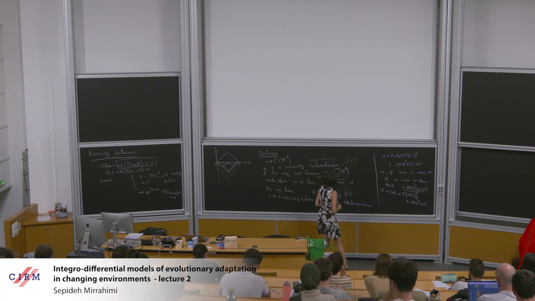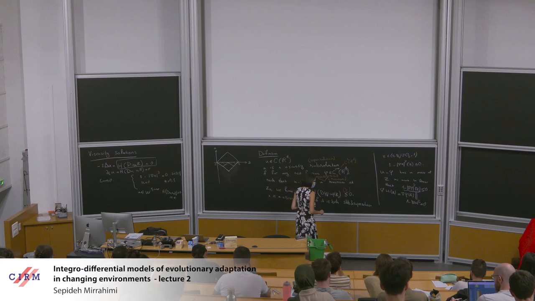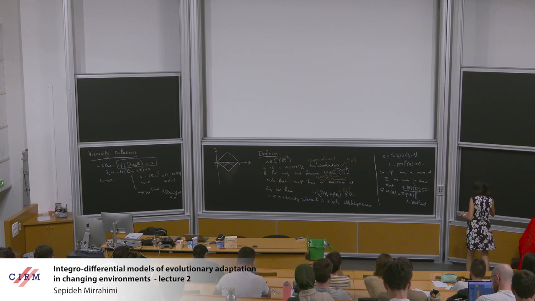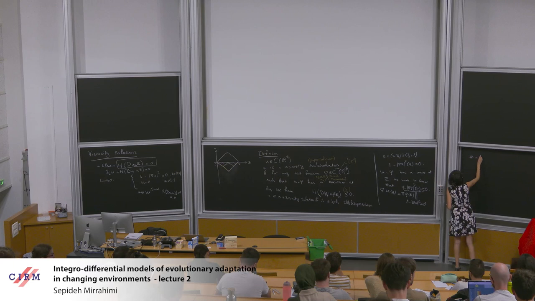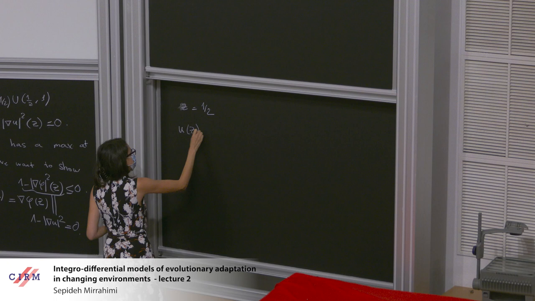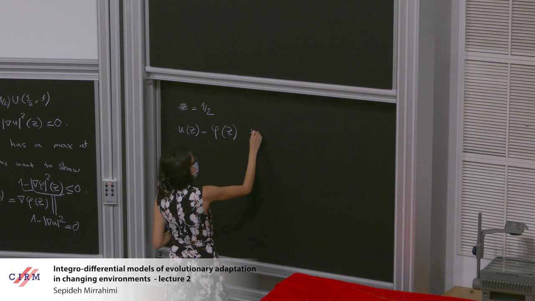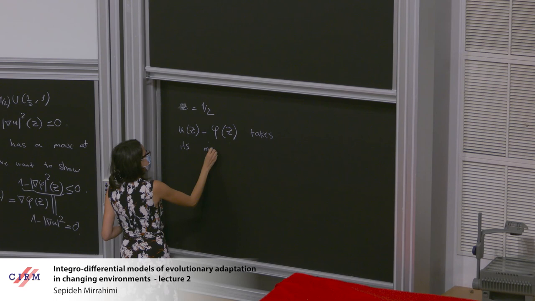So if we want to verify the viscosity subsolution criterion, for instance, we take z equal to 1/2, and we consider a test function phi such that u of z minus phi of z takes its maximum at z equal to 1/2.